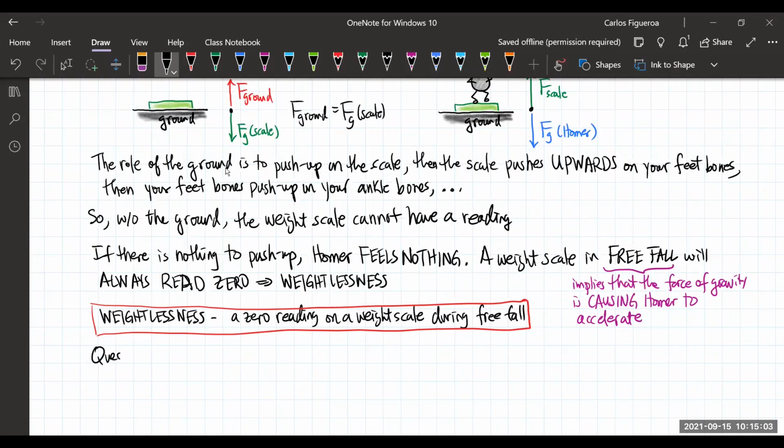Is we want to try to answer this question. How does one get into a state of weightlessness?